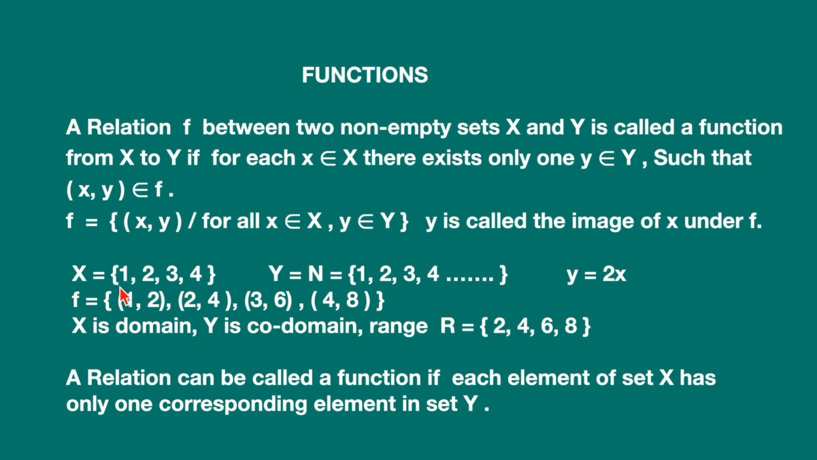Why? Because every element of this X has a unique element in Y. Can you see? All these elements are unique. So this is called a function. And as usual, X is the domain, Y is the codomain, and the range is the set of values of these images, the y values. So 2, 4, 6, 8 is the range. Let us do some exercise sums, it will become more clear.